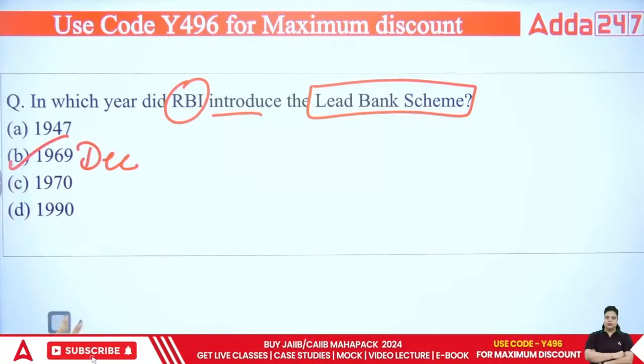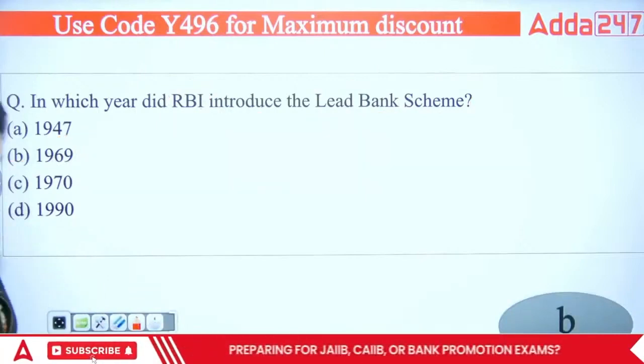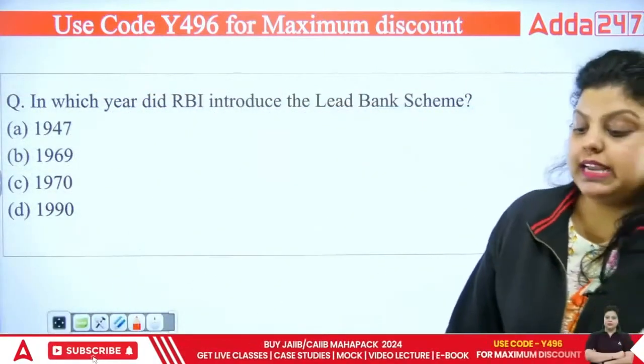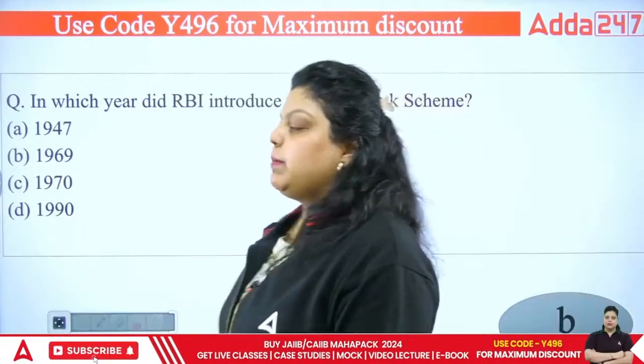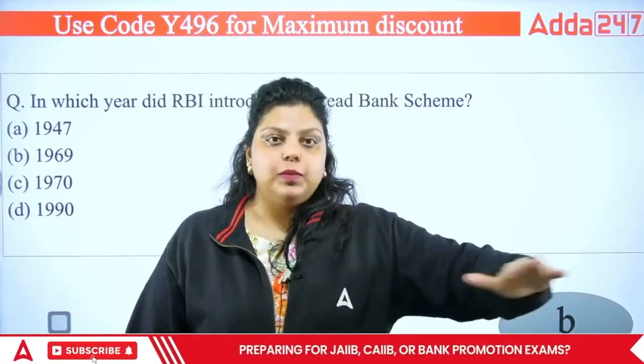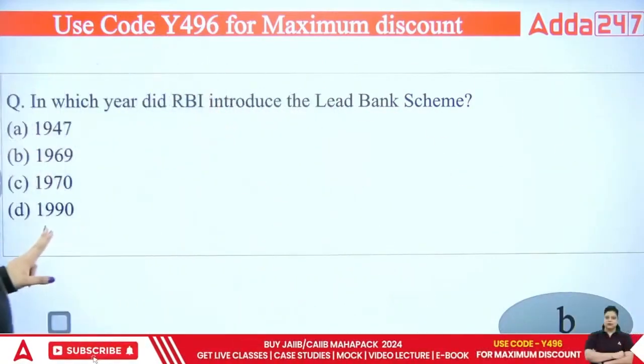December 1969, RBI introduced the lead bank scheme in the country for the purpose of financial inclusion by making a particular bank the lead bank of a district, and what will that bank be doing? That bank will be making sure that the branch planning and credit planning are done properly. Okay, so the right answer is B.